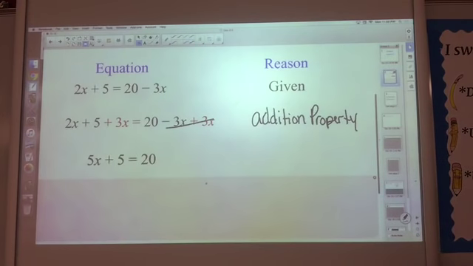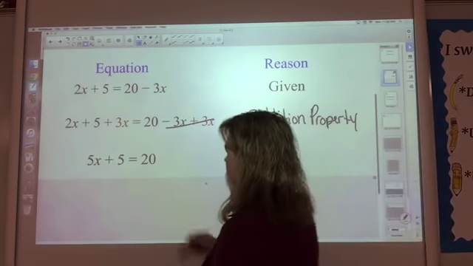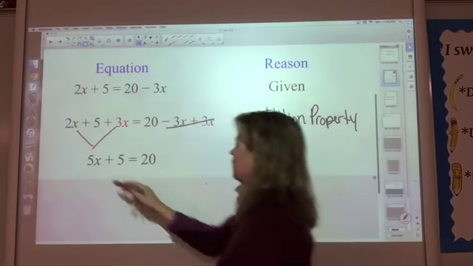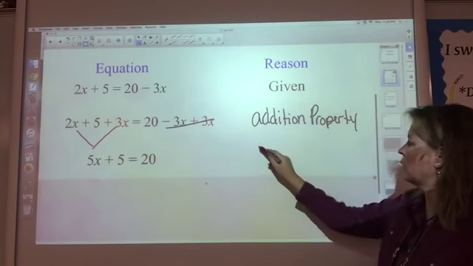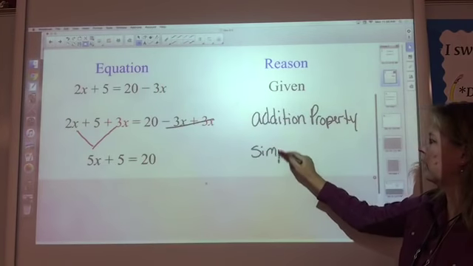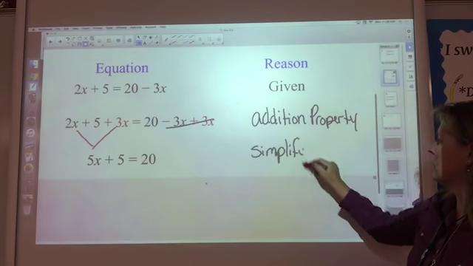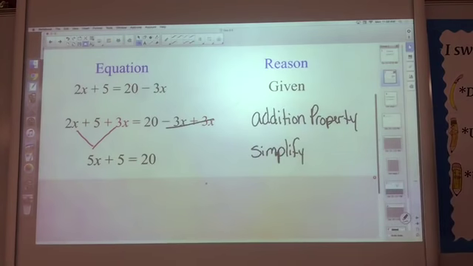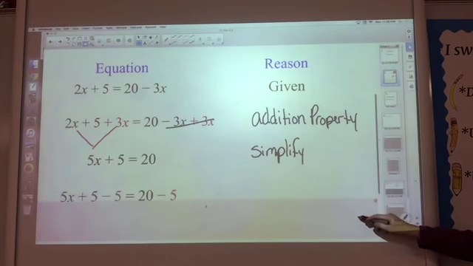Then you have, and basically here you just did the regular math, 5x plus 5 equals 20. How did we get that? We combined these like terms over here. 2x plus 3x is 5x. So we get to write for a reason, just simplify. That's just mathematically simplifying what we did with the addition property.